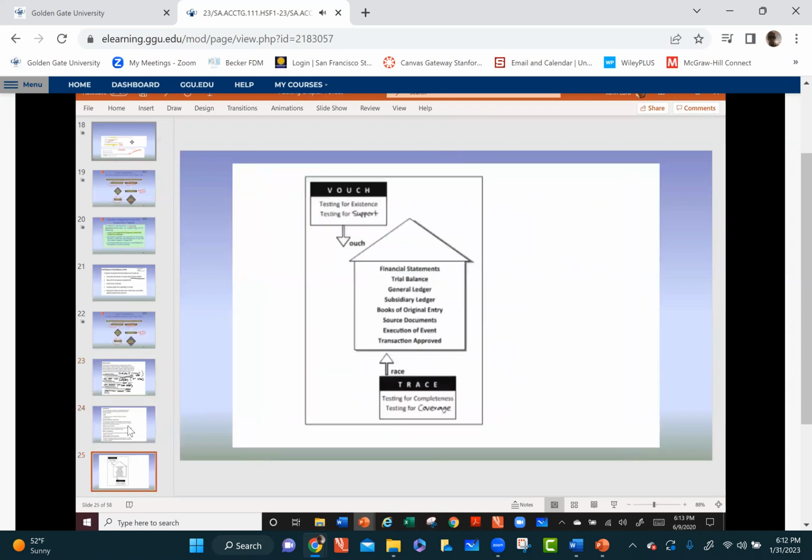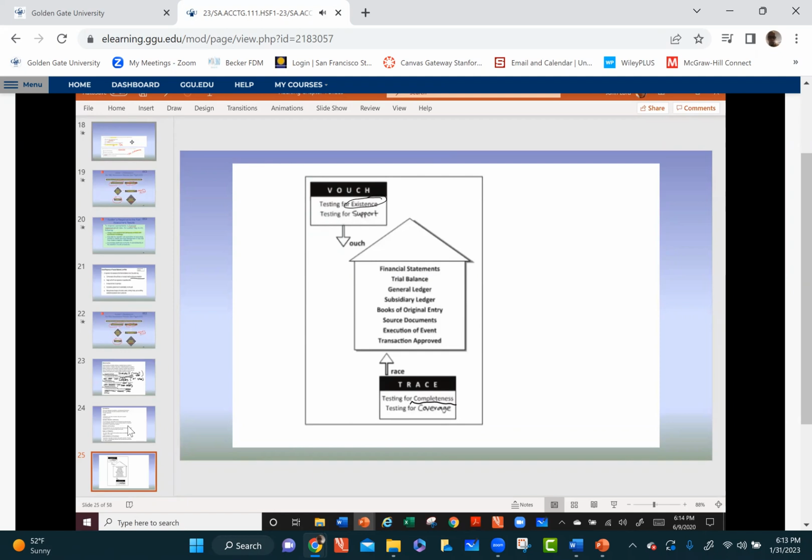I want to look right here. Let's talk about probably the two key assertions in the financial statements, which are existence and completeness. Existence and completeness. They have on this slide the words vouch and trace. We vouch for existence, we trace for completeness.